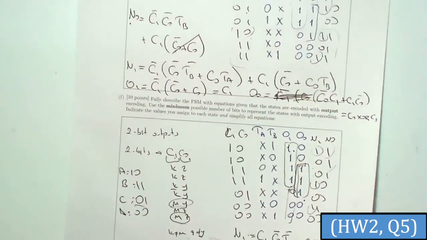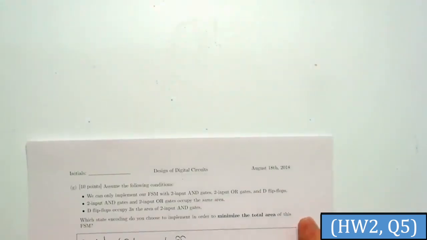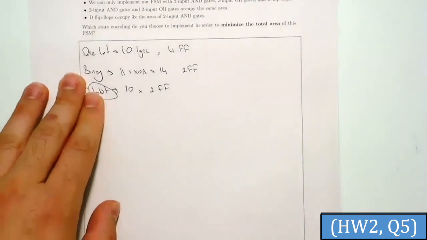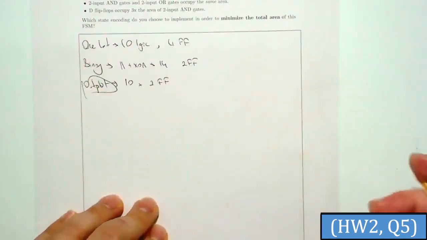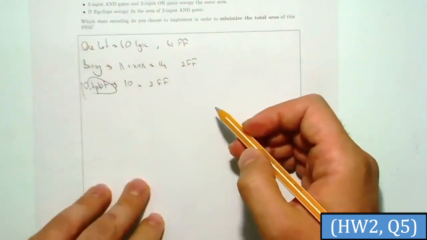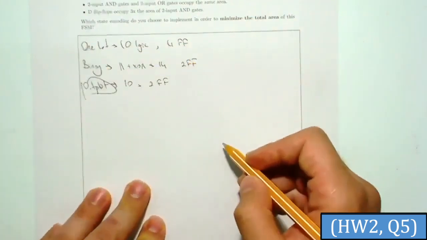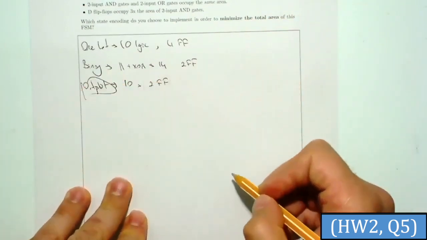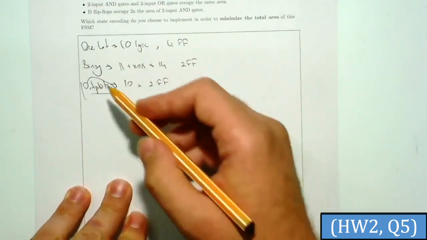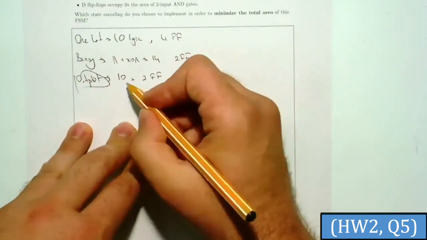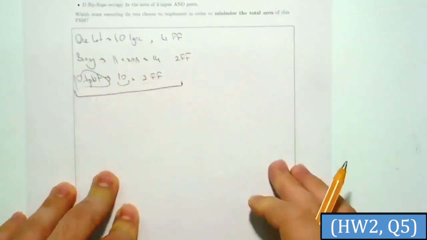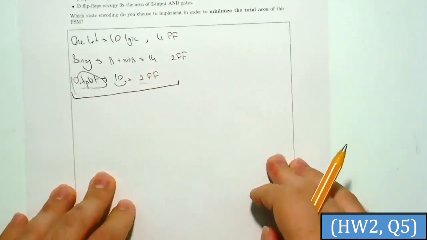The last question asks, right? So the last question says that, which one would you choose to minimize the total area of this FSM? So if you count the number of logics in the Boolean equation that I write, you'll see that we have 10 logic units for one hot encoding, and I have 2 bits to represent the states. And for binary, I have 11 plus XOR. This would make 14 and 2 flip-flops. And for output encoding, I have again 10 logic units and 2 flip-flops. So in that manner, using output encoding makes sense over the others.